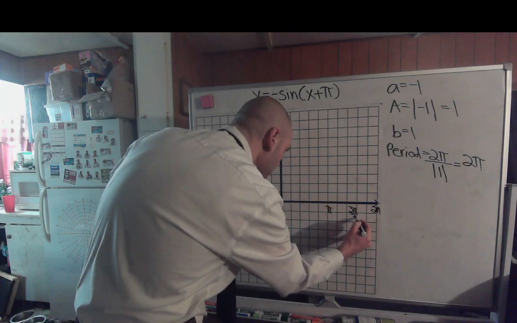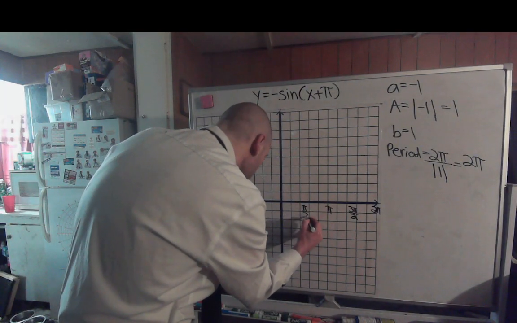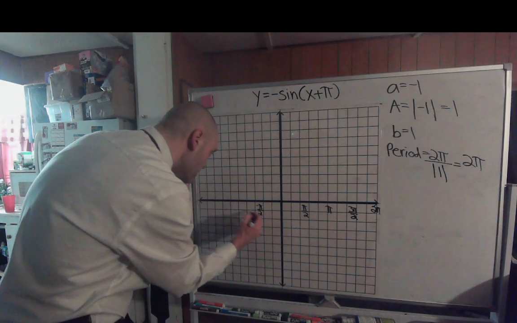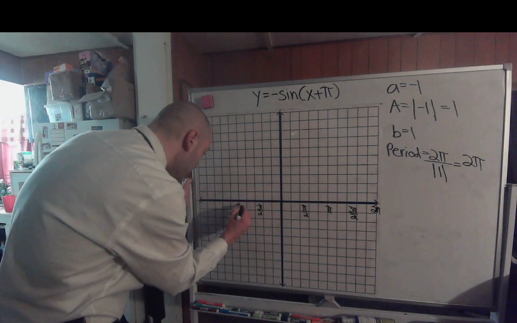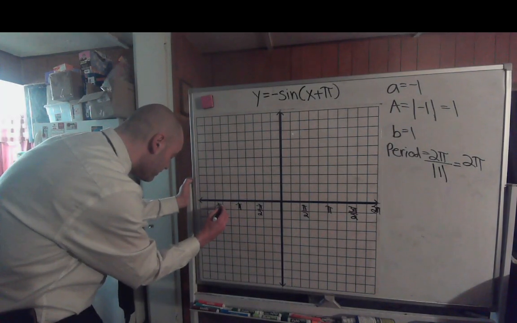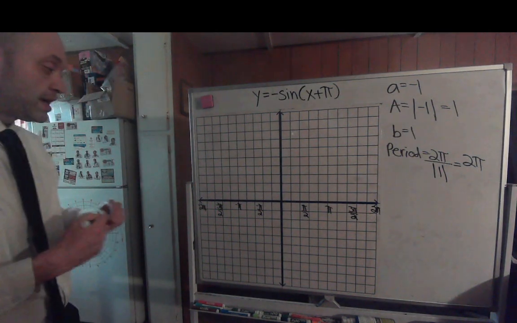Whoa, not 3 pi over 3. There we go. Pi over 2. Negative pi over 2. Negative pi. Negative 3 pi over 2. And then negative 2 pi. All right. There we go.